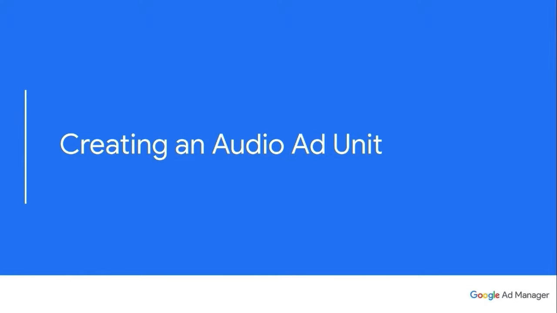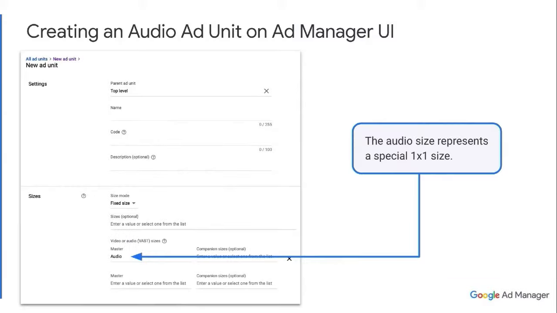It's likely that you have already set up ad units in your production network. However, if you would like to change an existing ad unit to serve audio ads or to create new ad units dedicated to audio ads, this step is for you. If you use the Ad Manager UI to create or update an ad unit, you can use the UI to add an audio size to the master creative. Behind the scenes, this audio size on the UI is translated to a special 1:1 size. If the ad unit already has a video size, it's eligible to serve both video and audio ads, and you don't have to specify an additional audio size.